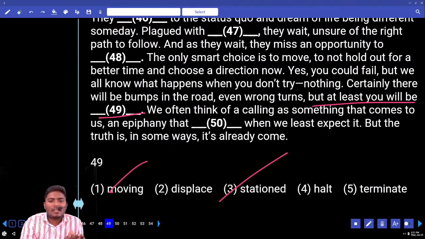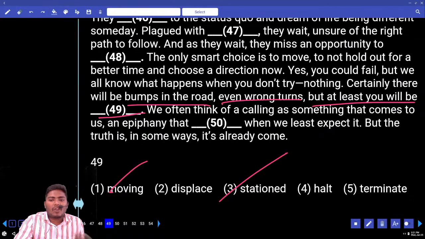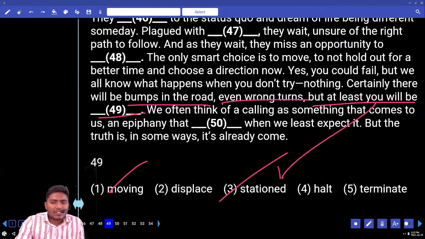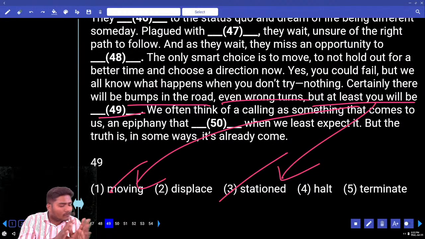We are referring to the sentences which are related to the health, or we are referring to the situations which are happening in our life. Now there will be bumps in the road, there will be wrong turns. Now you will be sanctioned or you will be moving. Though there are problems in your life, you will be moving.